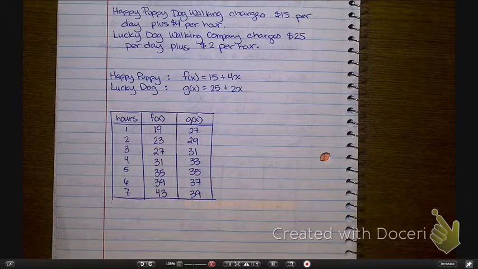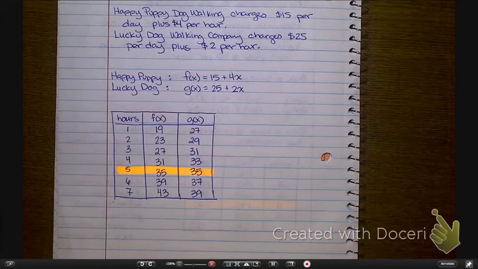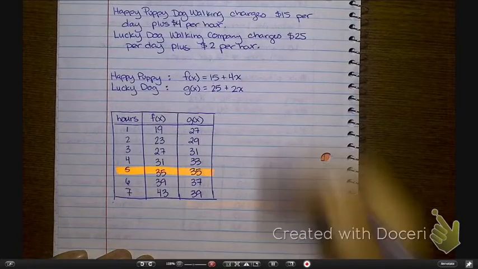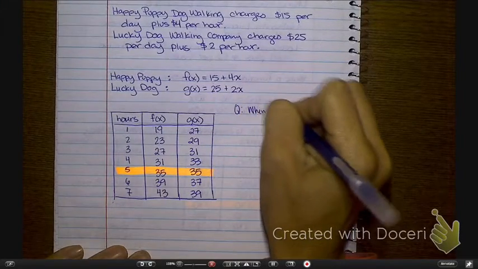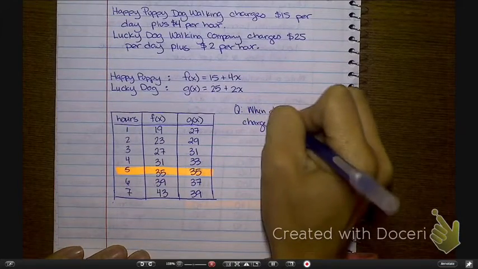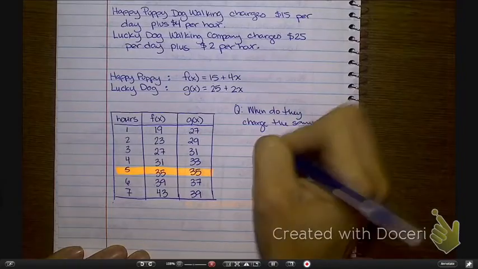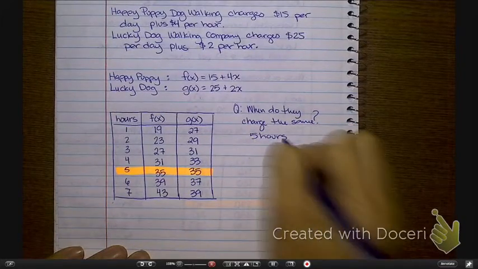All right, so let's take a look at where they're equal. When do the 2 dog walkers charge the same amount? Okay, so the answer to that would be 5 hours.